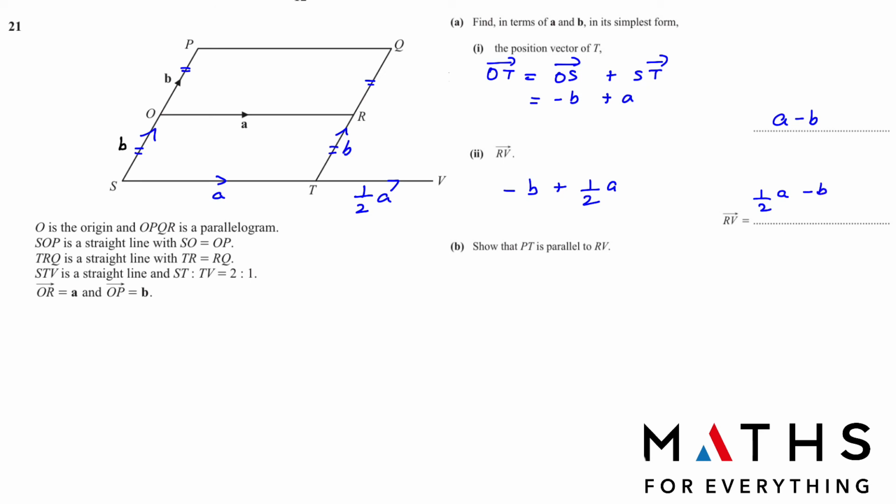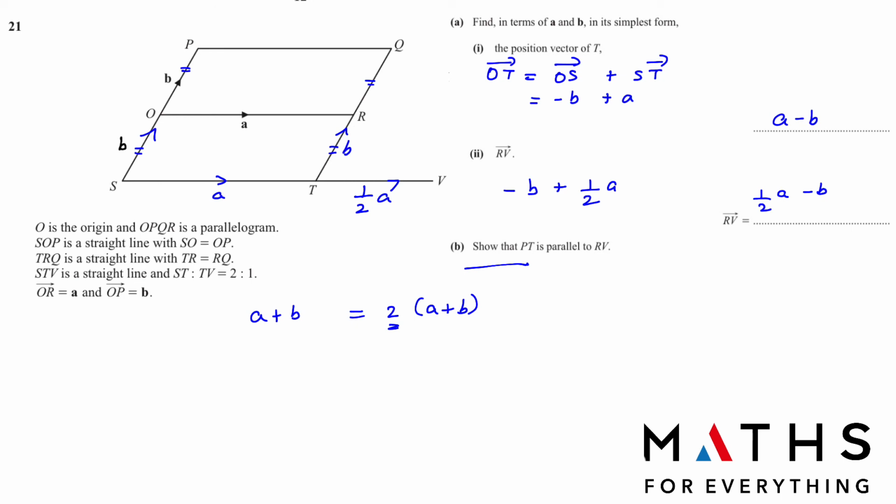Next, we have to show that PT is parallel to RV. When two lines are parallel, they have a scalar value that you can multiply with. And like, suppose we have one which is a plus b and the other is 2a plus 2b. This means there is a scalar value that we are multiplying with. So these two lines are parallel.